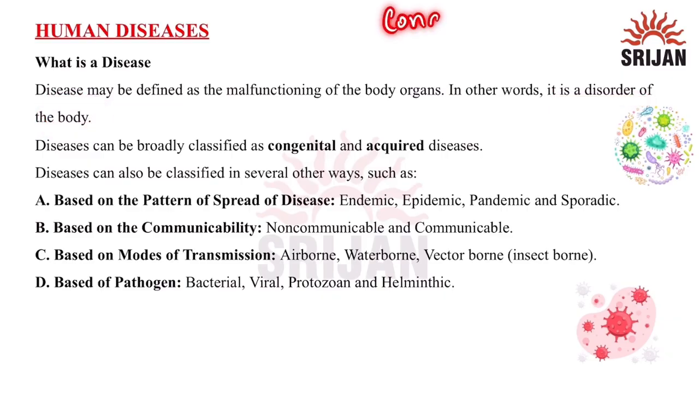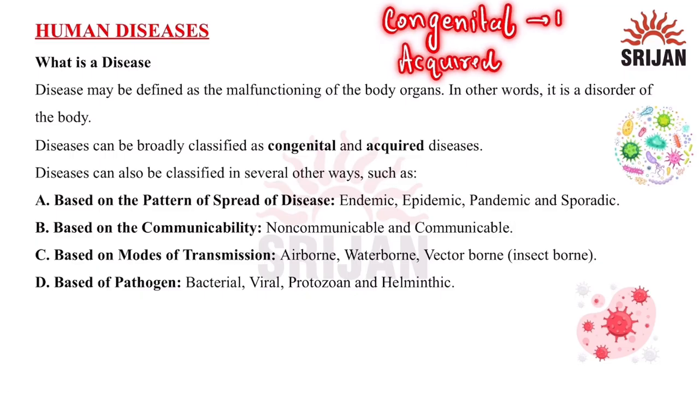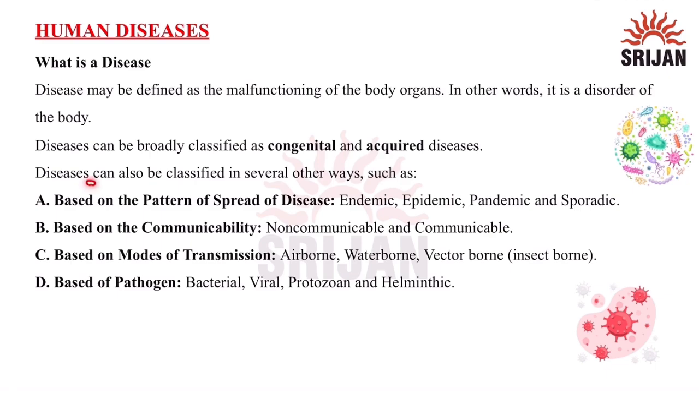One is congenital and another is acquired. Congenital means by birth. Acquired means in lifetime you get the disease. Okay. Now, diseases can also be classified in several other ways, such as based on the pattern of spread of the disease, it can be an endemic, it can be an epidemic, it can be a pandemic, it can be a sporadic. Okay. Now, pandemic you have already seen in your lifetime, which was COVID-19.